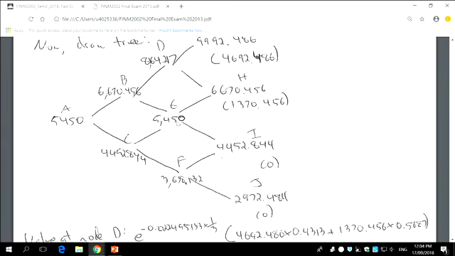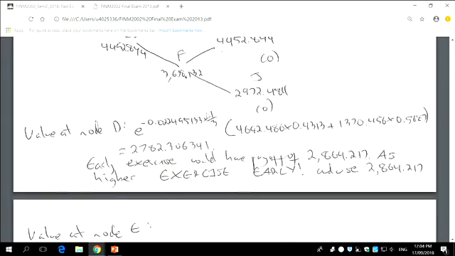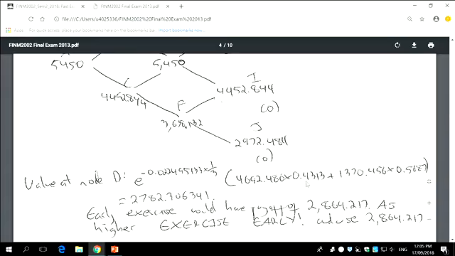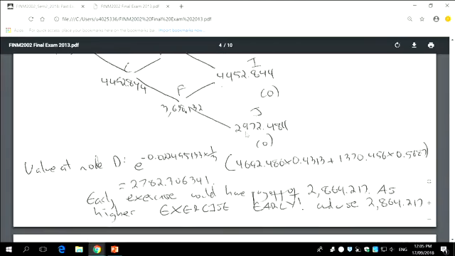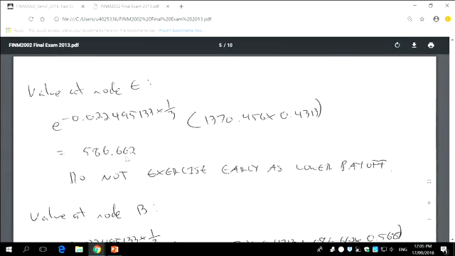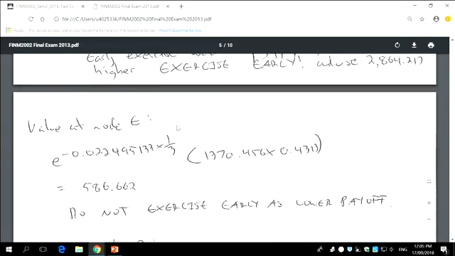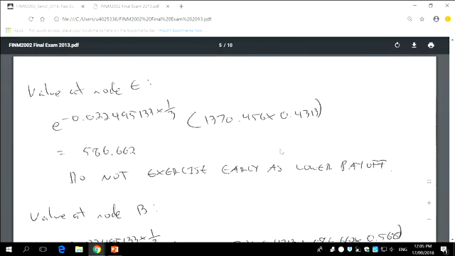At node E, the only value I can get is this 1370, so I have to discount that back to node E. To get from E to H, you had to move up the tree. So I find the present value of the 1370 multiplied by p. That gives me 586.662. As the exercise price is 5,300, exercising early would give you 150. 586 is higher than 150, so you do not exercise early. You need to have these statements, either exercise early or do not exercise early, and the reason: lower payoff.